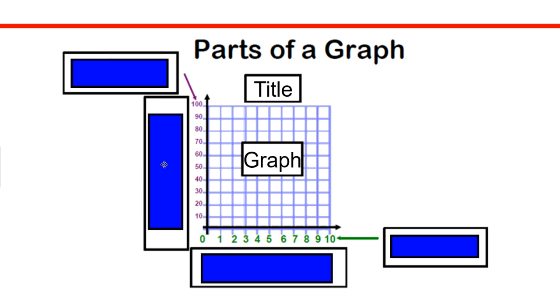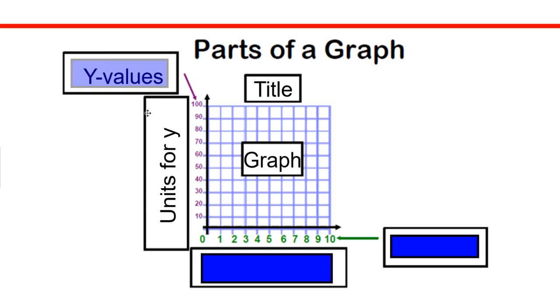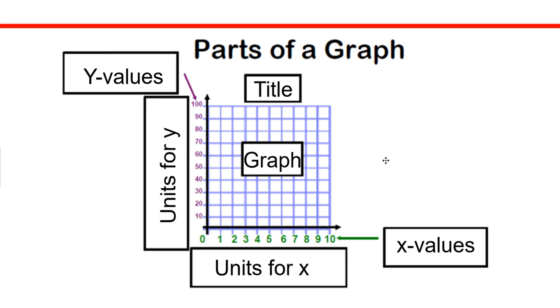Then, of course, you have your y values and your x values. On the y values, you have your units for y, and over here, you have your units for x. Always double check what they're counting by when you're trying to find slope or rate of change. So we can see for this one, we're counting by tens on the y's. For the x's, we're counting by 1. It's always good to know because they will change that on you.